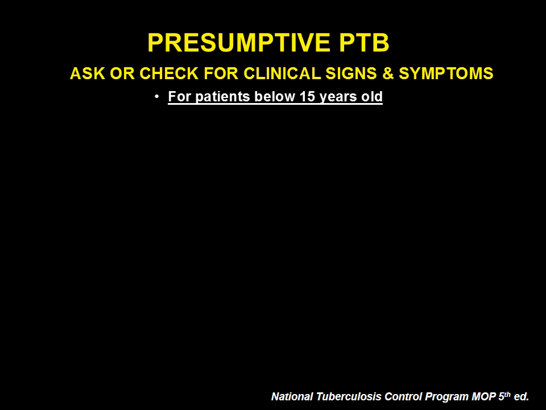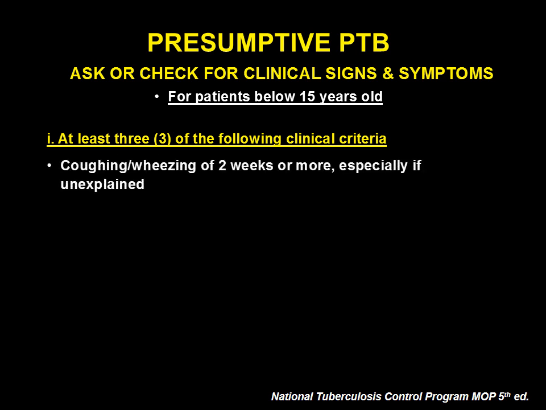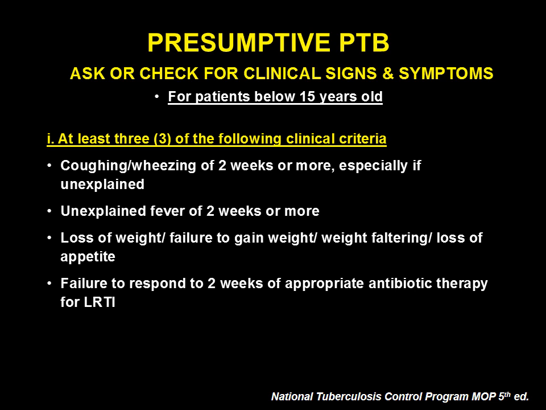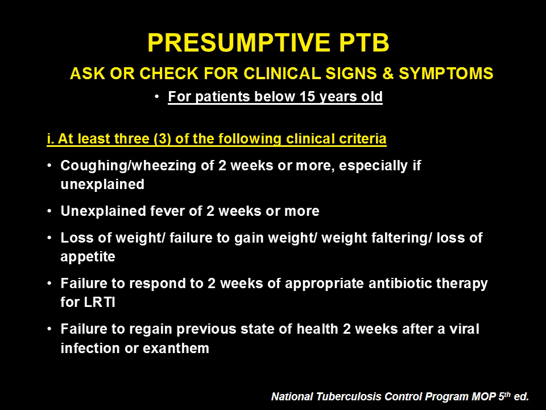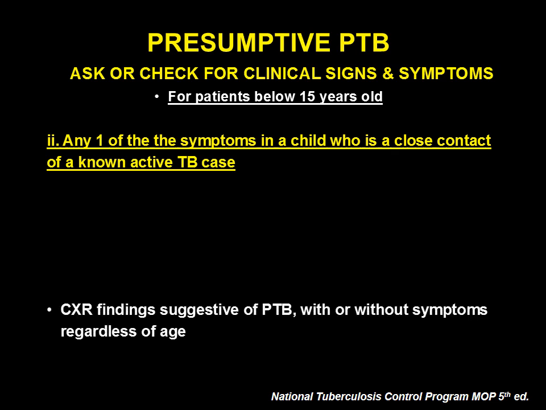For patients below 15 years old, at least 3 of the following clinical criteria: cough or wheeze of 2 weeks or more, fever of 2 weeks or more, weight loss or failure to gain weight, failure to respond to antibiotics for respiratory infection, failure to regain previous state of health after a viral infection, or reduced playfulness. Any one of the said symptoms in a child who is a close contact of a known active TB case, and in a child with radiologic findings of pulmonary TB with or without symptoms regardless of age.